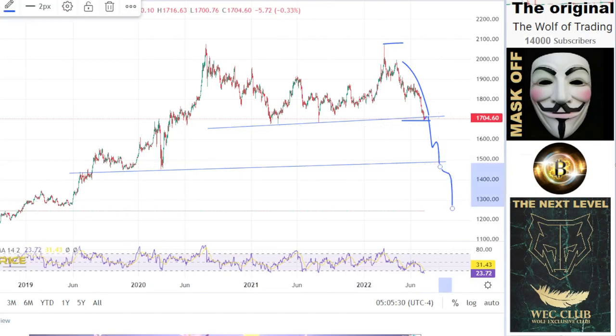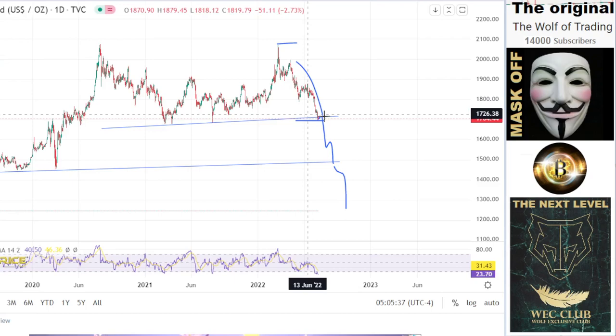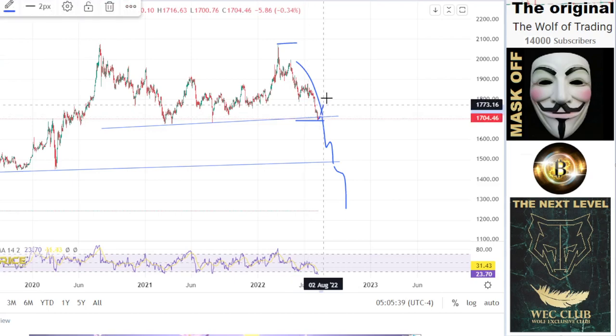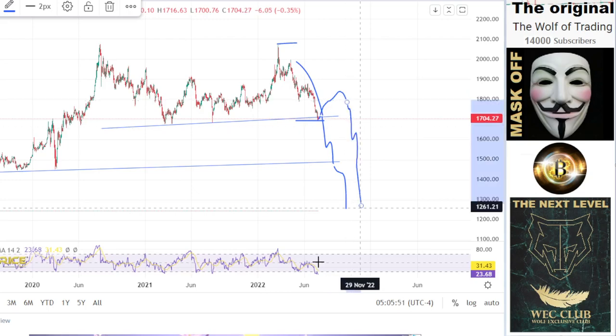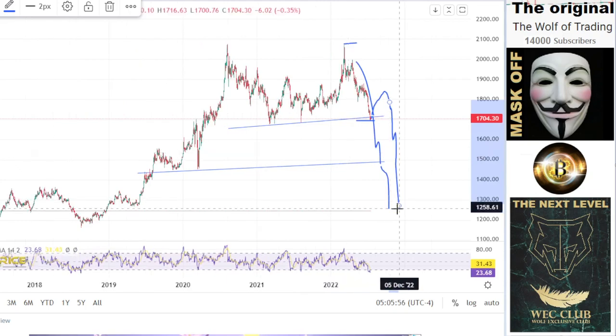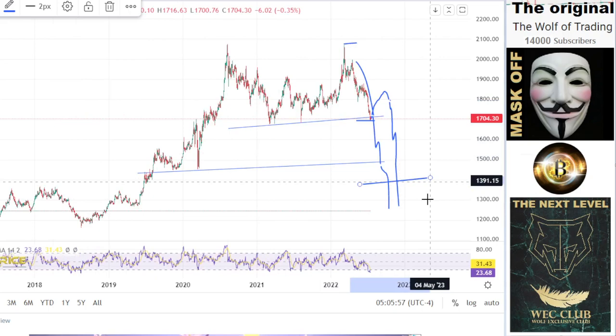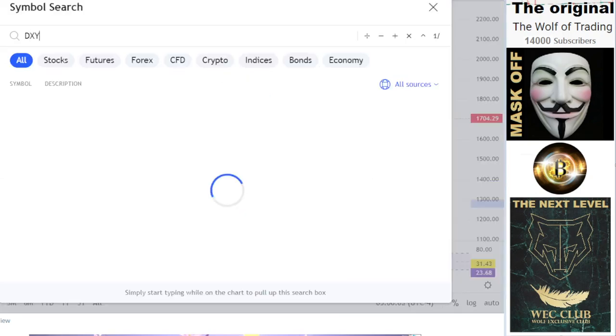So we can say, okay, the price is falling to these levels. We have here another chance, and we make something like that. It's also possible to stretch this formation to October and then let the price crash to the downside. So the price will go to these levels, 1000. My target is 1400. If this goes very badly, then 1200. Let's look at the dollar index.